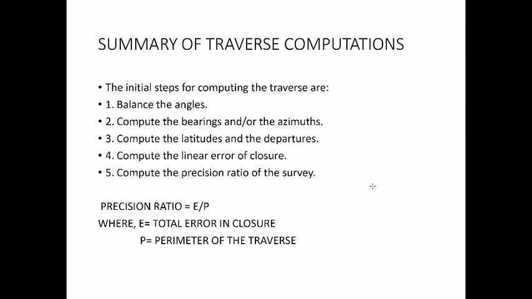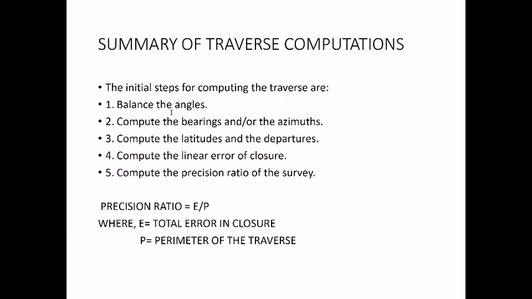So in summary, what we have done is that initially we try to balance the angles. That means before using the latitude and departure procedure, it's recommended that first you take the sum of the interior angles or the sum of the exterior angles and see if it is equal to the standard value for whatever the side of the traverse is. And if it's not, then you balance the angles. Whatever the error is, you balance it equally in every angle. So that's the first step.